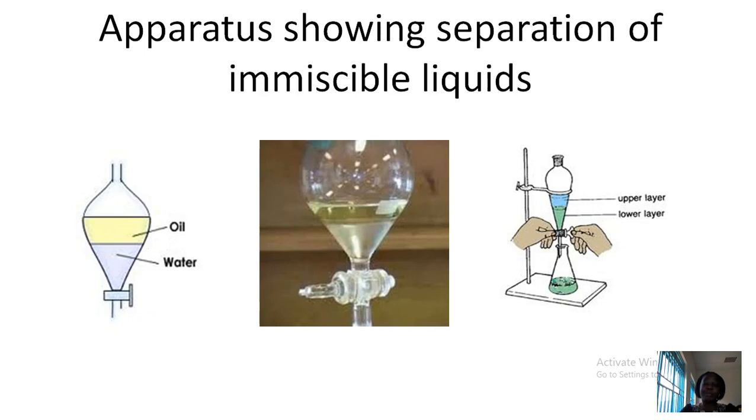So you get a beaker and you open the tap. When you open the tap, the lower layer, which is water, will flow out. When all the water has been able to flow out, close the tap so that the upper layer can remain inside the separating funnel. If you also want to remove it, you can put another beaker, open the tap, and you'll have your upper layer, which this time will be the oil.